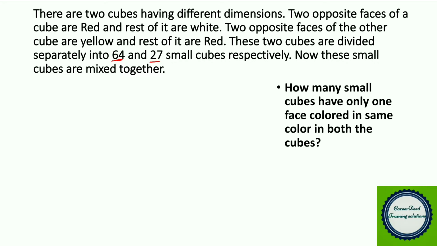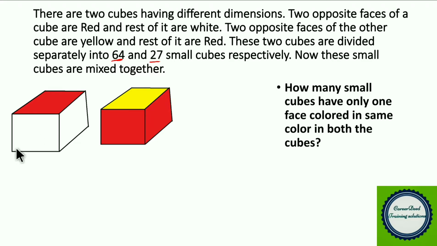Okay, now we totally have two cubes like this. In the first cube, only the top and bottom, that is only two faces of the cube, are painted red. The rest of them are painted white. If you take the second cube, the top and bottom, that is only two faces, are painted yellow and the rest of the four faces are painted red.